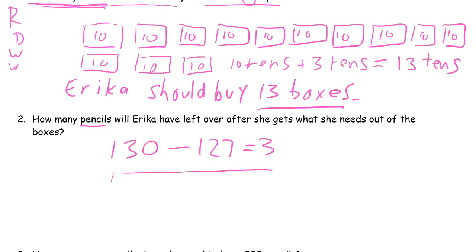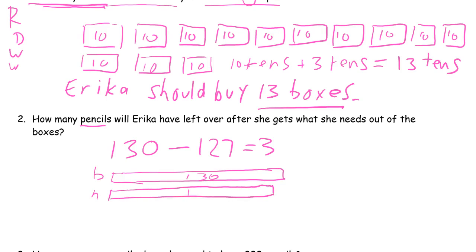We could draw this as a tape diagram also, and it would look like this. These are the pencils she bought. These are the pencils she needs. Almost all of them. That's 127. And then these are the ones left over. There's your picture. I think diagram pictures are some of the easiest ones to draw. A lot easier than drawing a lot of tens.